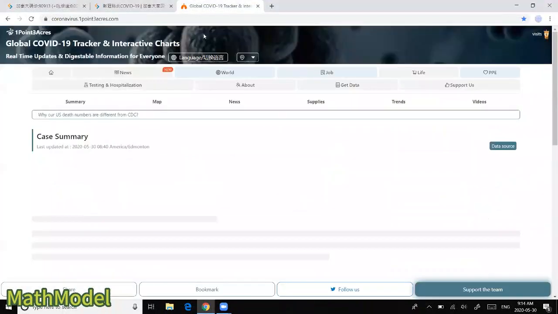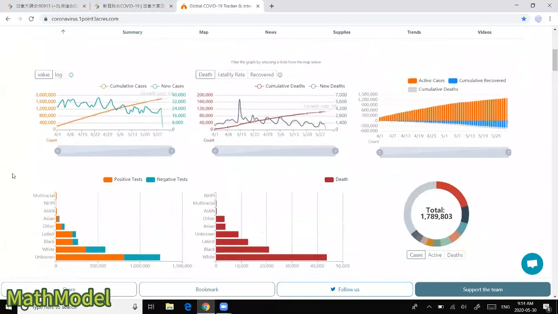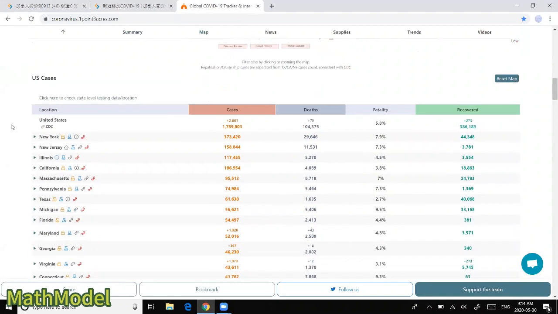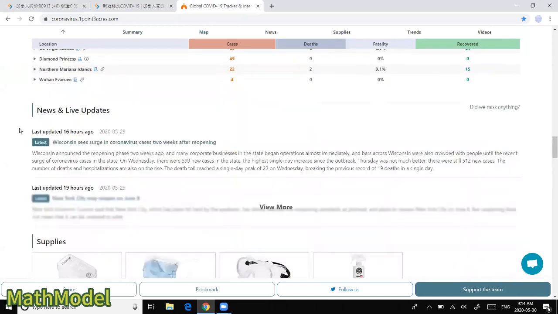And now we have another website. If you don't like using Chinese websites, this is an English website, but this is about USA. We see that there's cases, deaths, fatality, and recovered. In USA there's New York, New Jersey, Illinois, California, and so on.